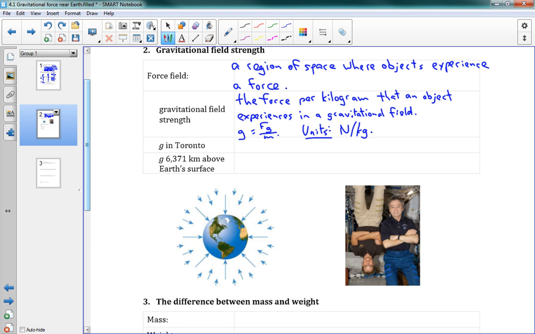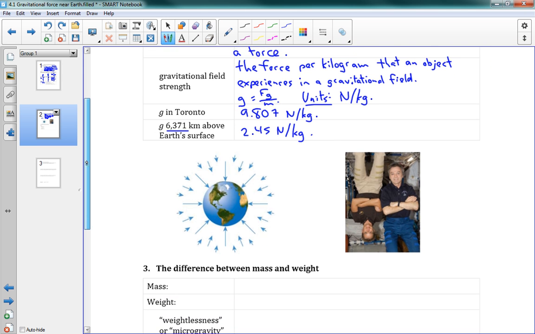So g is not always 9.8. It really depends how far away from Earth you are. Right here in Toronto, we have a g of 9.807 newtons per kilogram. If you were to climb up a mountain, it would get smaller. And if you go really far up, in this case 6,371 kilometers up, you would have a g of 2.45 newtons per kilogram. And I chose that distance, 6,371, because that's the radius of Earth.